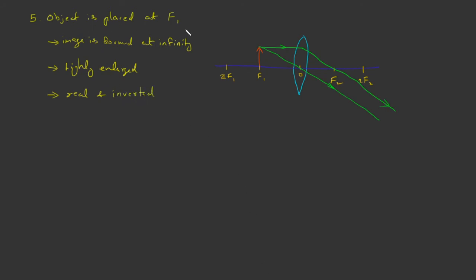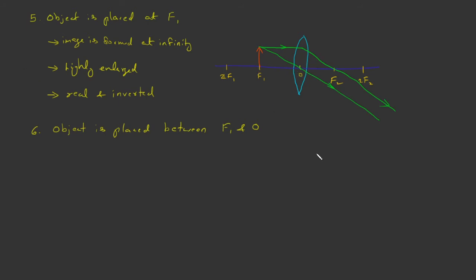So if the object is placed at f1, then the image is formed at infinity. It is highly enlarged, real and inverted. The last type we are going to study here is if the object is placed between f1 and O, that is, in between f1 and optical center.